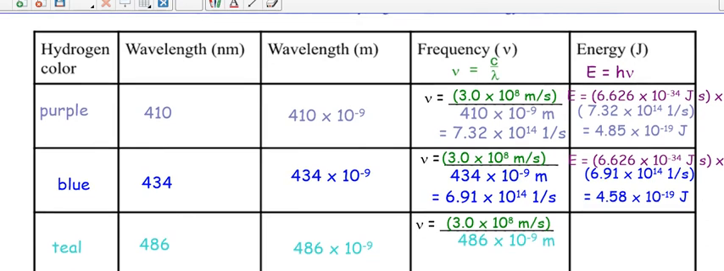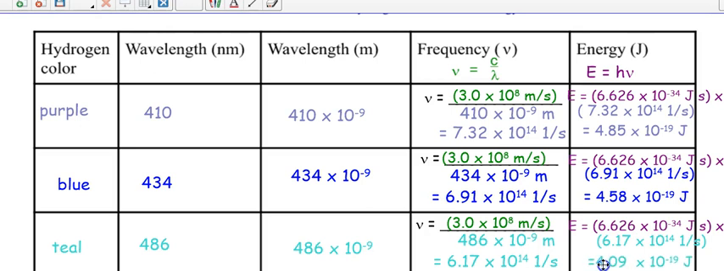Now let me scroll down a little more. Sorry about that. All right, so now what do I get? Well, you go ahead and punch it out and see how you do. All right, this is what I got, 6.17 times 10 to the 14th per second. And now it's time to figure out energy. Energy equals h nu. So here's my E, here's my h. What's my nu? My nu was that 6.17 times 10 to the 14th. And now I multiply those two together and I get this.